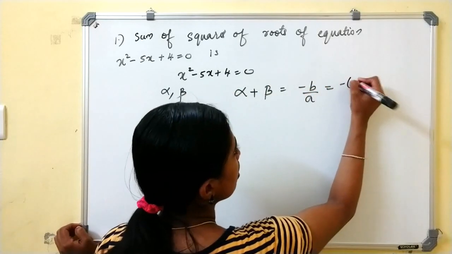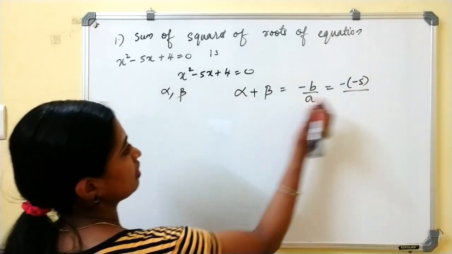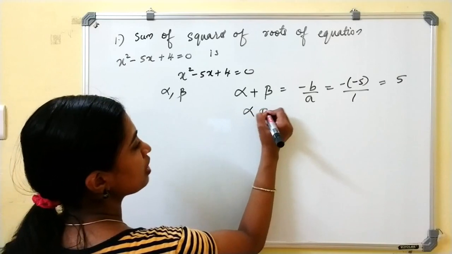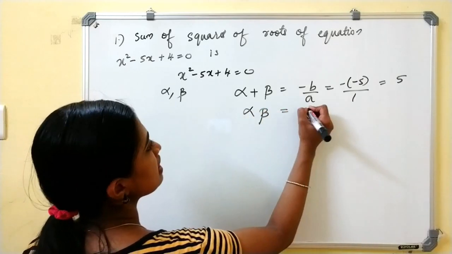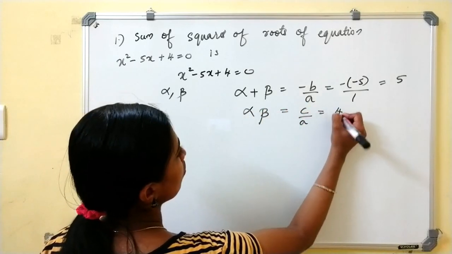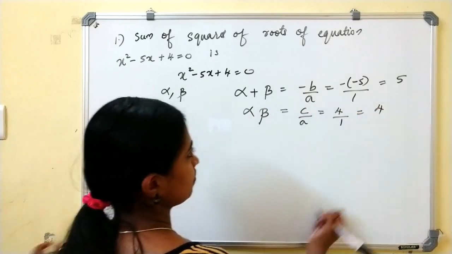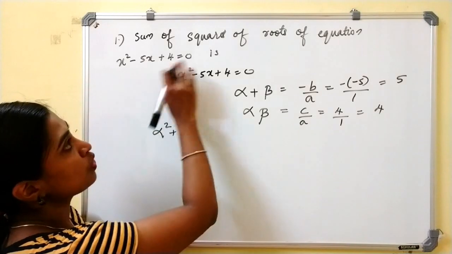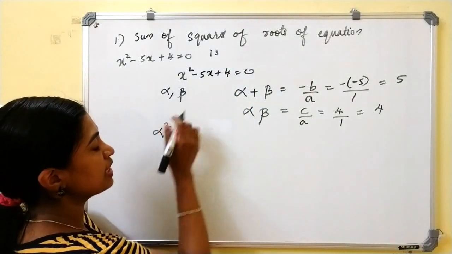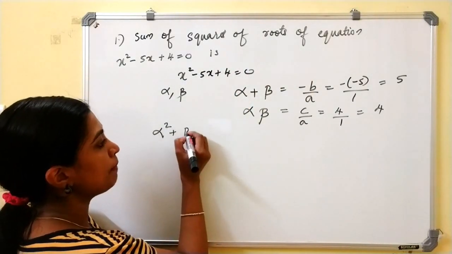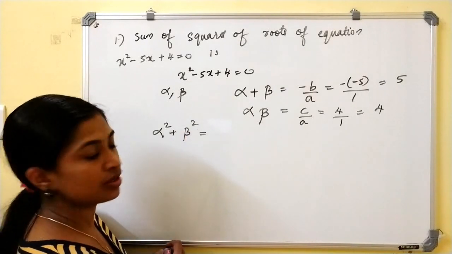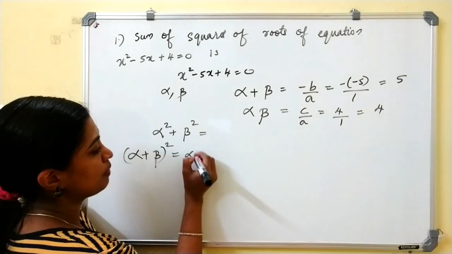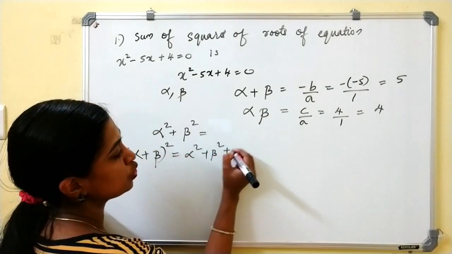So, minus of minus 5 by a is 1. So, it is 5. And we have learned that product of roots, alpha into beta, is c by a. Here c is 4 by a is 1. So, 4. We are asked to find the sum of squares of roots. If the roots are alpha and beta, the sum of squares is alpha square plus beta square. This is what we are asked to find. We know that the expansion of a plus b the whole square is a square plus b square plus 2ab.